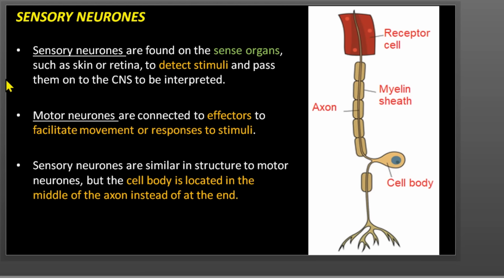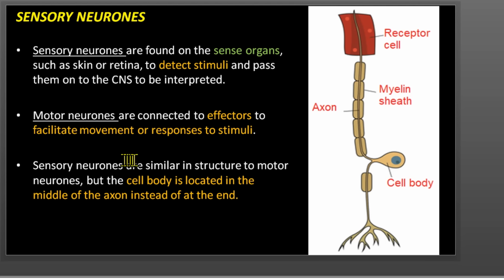So here we have sensory neurons. So sensory neurons are found on the sense organs such as the skin or the retina, and they detect stimuli and pass them on to the central nervous system to be interpreted. A stimulus is any detectable change that occurs in the environment. So for example, a change in temperature. Remember, motor neurons are connected to effectors, and these effectors are like muscles or glands, and these could facilitate movement or responses to these stimuli. So for example, let's say that you touch a hot flame, the burn on your hand, the increase in temperature is the stimulus, but you moving your hand away is the response.